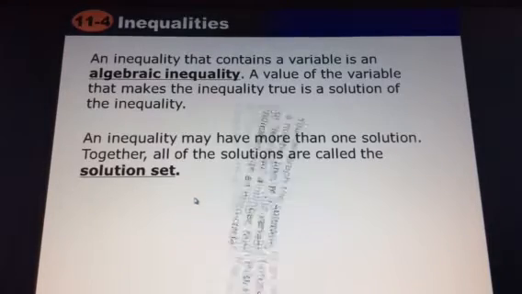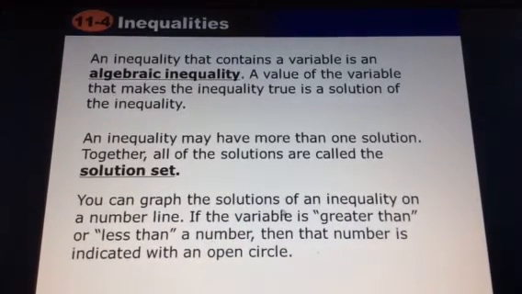like in an equation. And then the last little thing here, you can graph the solution of an inequality on a number line. So a solution set can be actually graphed on a number line. And if the variable is greater than or less than a number, then that number is indicated with an open circle, because that means that number would not be included if it's less than but not equal to.